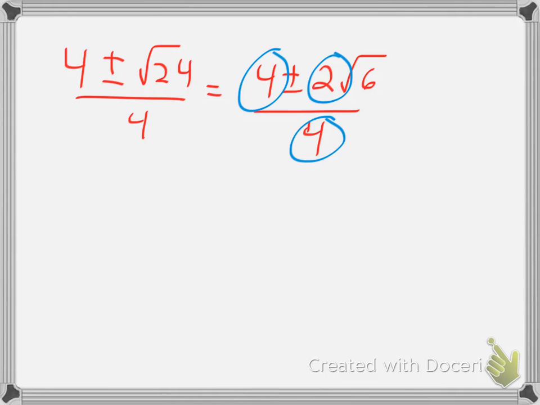So looking at these three numbers, do they have a common term that I can divide them by? And they do. It's going to be 2. So when I divide each of these by 2, I'll get 2 plus or minus 1 square root of 6, or I'll just say square root of 6 over 2. I can no longer divide anything.